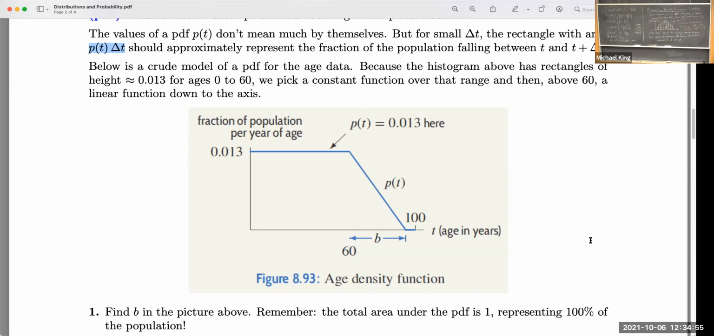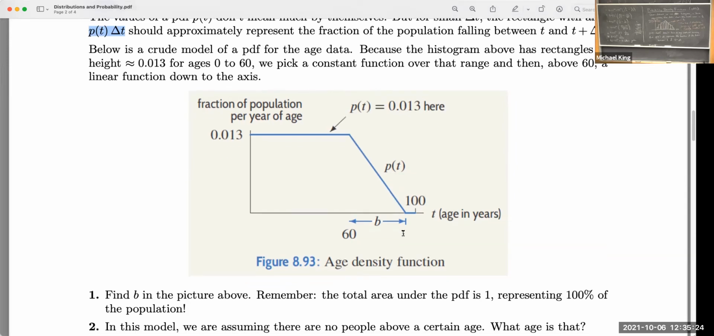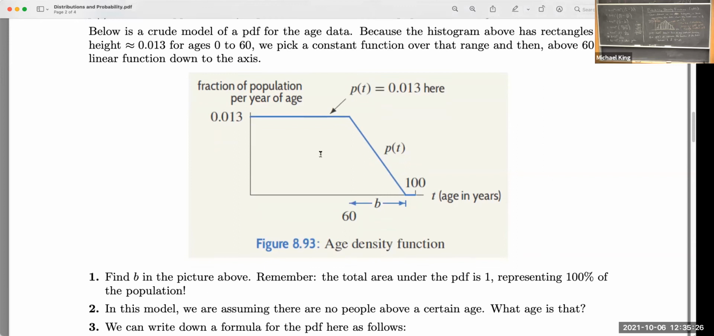What I want to do is give this function from 0 to 60 a constant value of 0.013. But then from 60 to whatever, it's this negatively sloped line, right? We're going to want to find the equation of that line eventually, but we need to find what b is, where this line hits the horizontal axis. To do that, we need the total area underneath to be 1. We need the total area under this weird trapezoid thing to be 1. If that area is going to be 1, then this determines what b is.